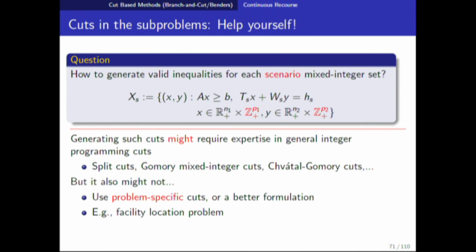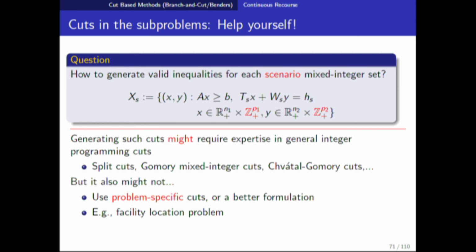Okay. So how can we generate valid inequalities for that single scenario mixed integer set? Okay. So this is where it might get a little bit hairy to implement. Because, first of all, you can do all those general purpose things that we know about in integer programming. You can do split cuts, Gomory mixed integer cuts, Chvátal-Gomory cuts. This is how you could do this generically. Okay? But as I mentioned, those aren't so easy to implement. Okay? So unfortunately, you can't get the integer programming solvers to do this for you.